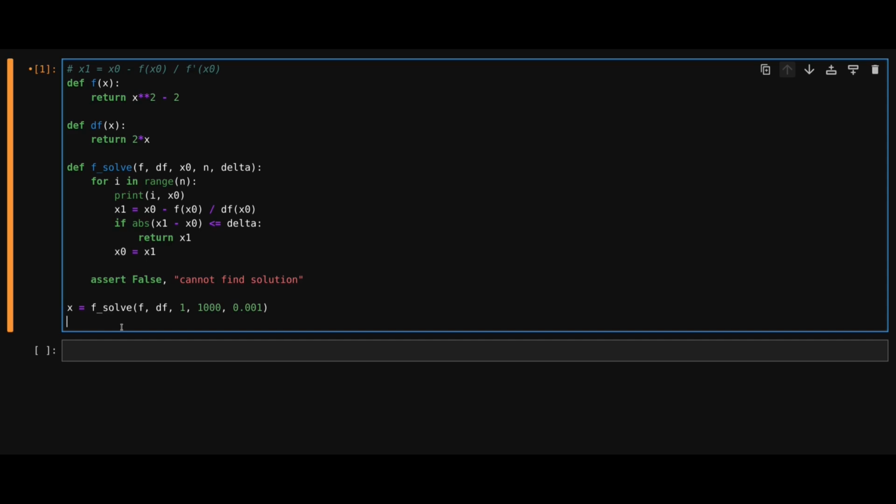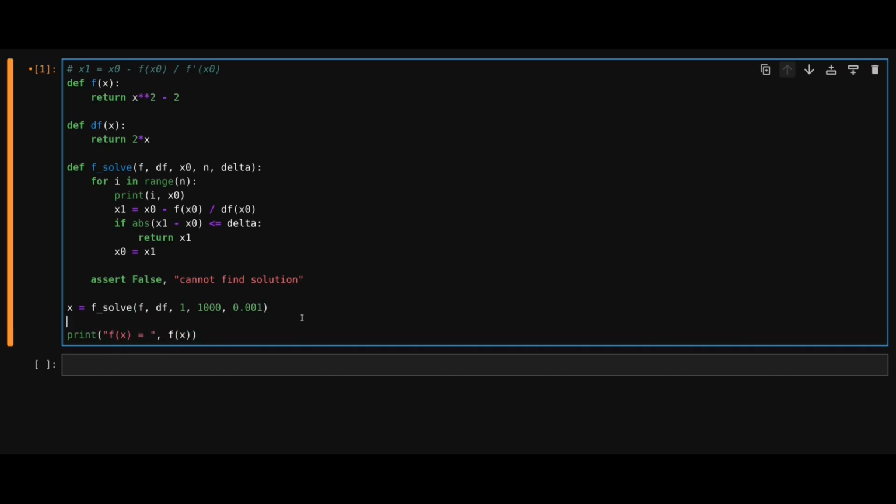Let's actually print this solution. So we'll evaluate f of x. And what we expect here is that this number to be equal to 0 or something really small. So let's say print f of x is equal to, and let's also print the solution, print x is equal to x. Let's now execute this Python code.